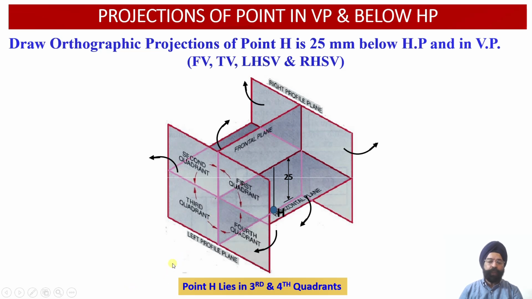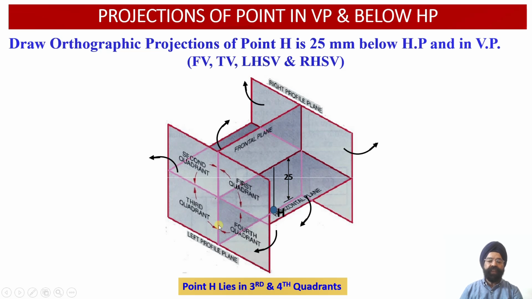Now when we look at this point from the left hand side orientation, the left profile plane will be lying in between the object and the observer. So the left hand side view projections of this point will be obtained onto the left profile plane at this particular position over here. Similarly, when we look at this point from the right hand side view orientation, the right hand side view projections of this point will be obtained onto the right profile plane, which will be located over here at this particular position.